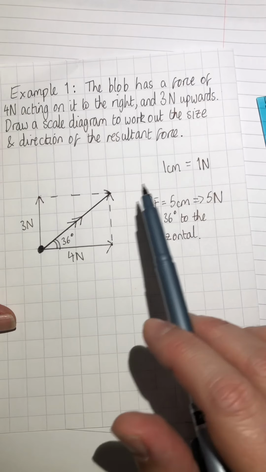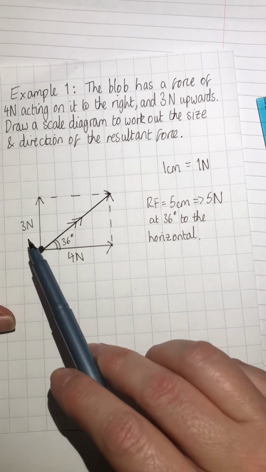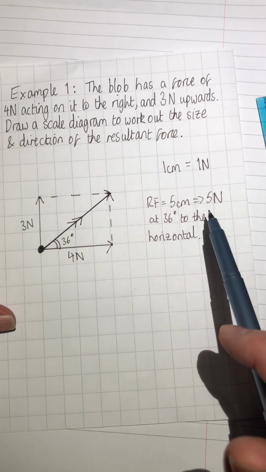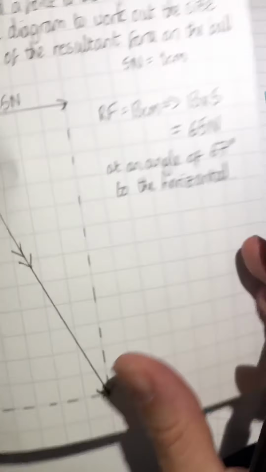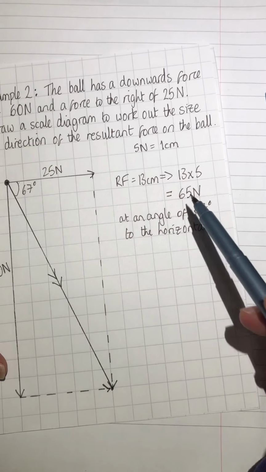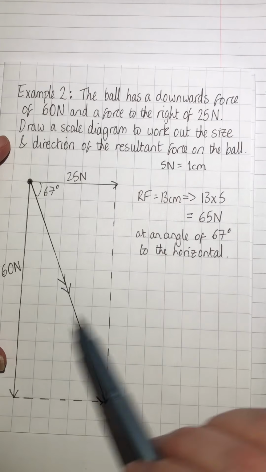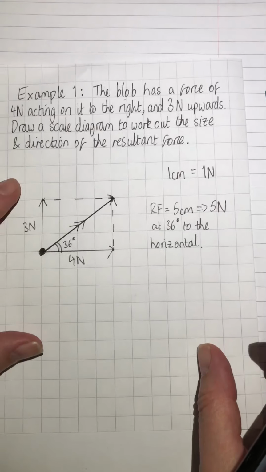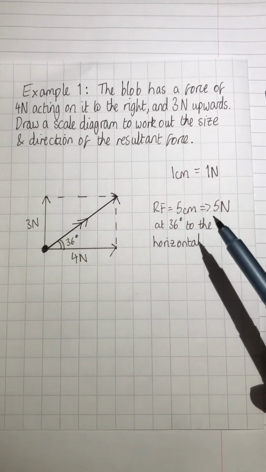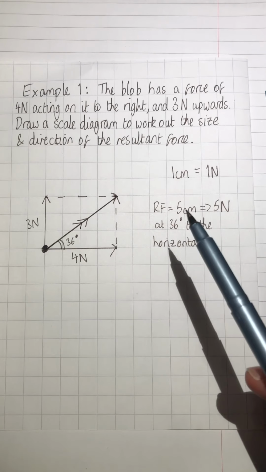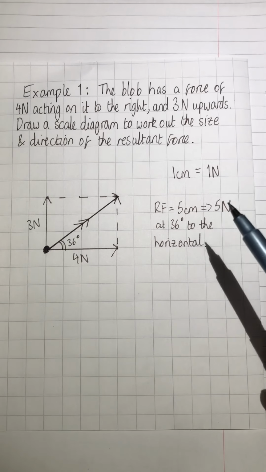Now looking back at this one, look at our numbers, 3, 4, and a resultant force of 5. And in example 2, 25, 60 and 65. Now you might not recognise this group of numbers as being something you recognise from maths, but you probably recognise the 3, 4, 5 triangle from your right angle triangles in maths. So I did actually deliberately choose nice round numbers.